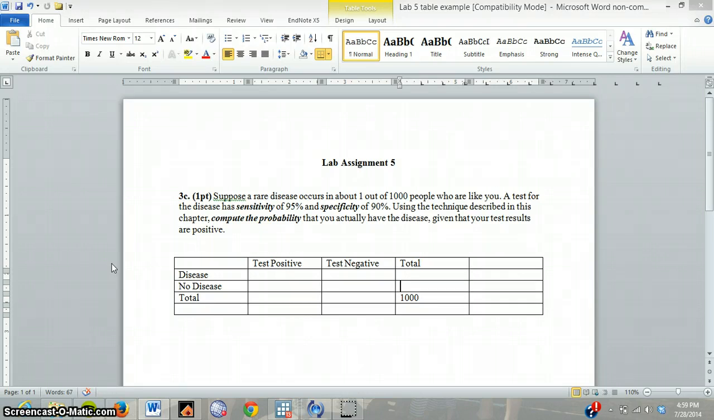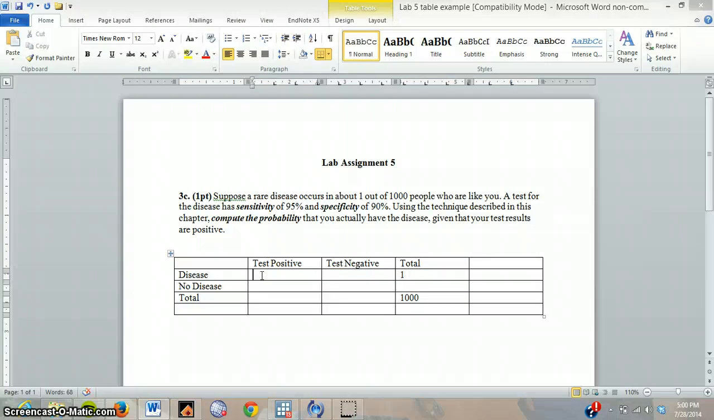So I created a table here, and this is what helps me with these problems. Some people I think probably are gifted enough where they can mathematically solve this in their head or in another way, but I use tables. So I create a table here where there's 1,000 total people, and one of these people actually has the disease.